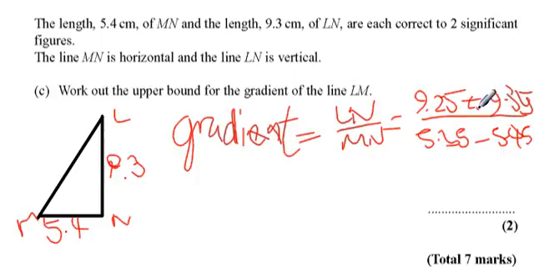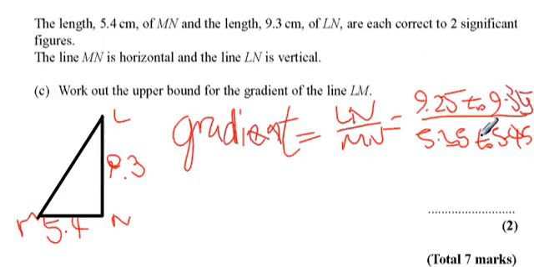Write 2 here so you don't think that I'm talking about minus in there. Subtracting. Okay, I hope you can read that. So LN is 9.3 to two significant figures, so the rise is anywhere between 9.25 and 9.35. MN, the run, is anywhere between 5.35 and 5.45.